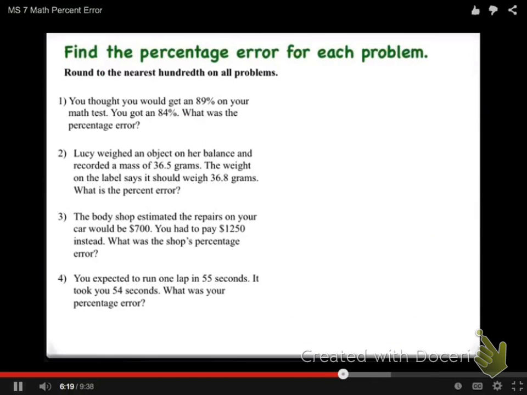Now it's your turn to try some of the problems from this lesson. Pause the video here to complete the problems at your own pace. Then press play to resume for the solutions.